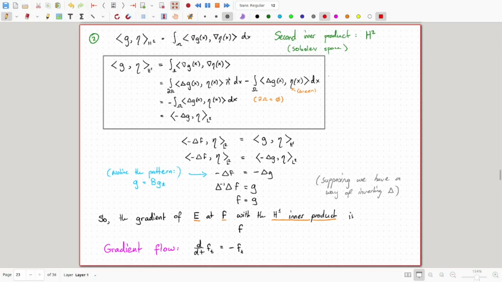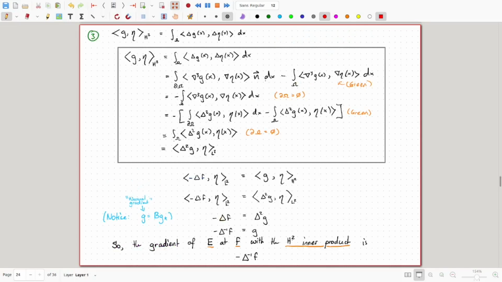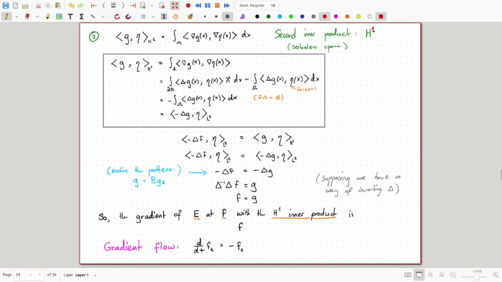So the next one is what happens if we pick a different inner product. Here, let's pick this H2 inner product. Actually, I think I should say H1. Okay, so we pick this H1 inner product, and the way that's defined is it's an inner product of gradients of your functions.